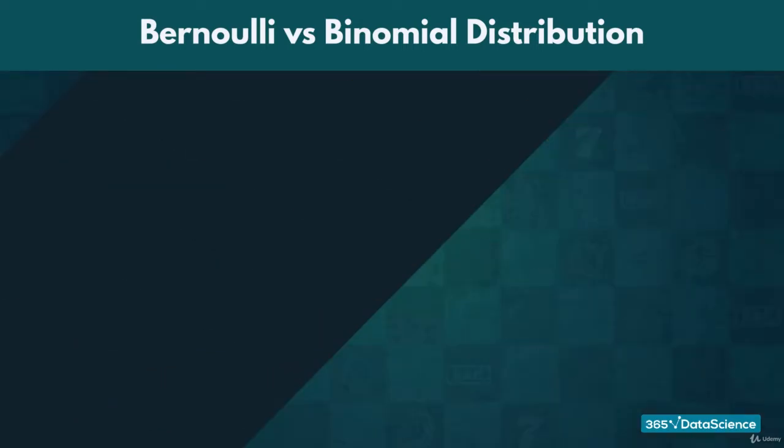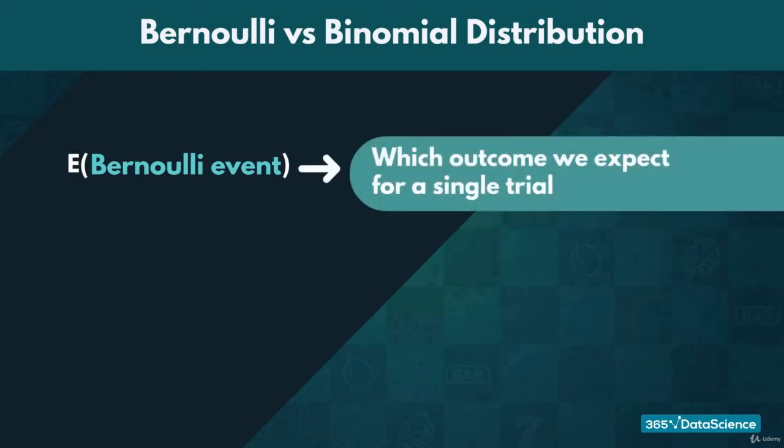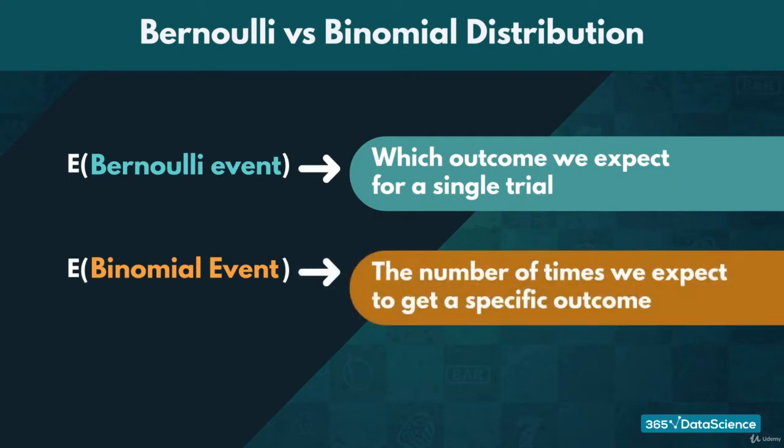All right, let's go back to the quiz example we just mentioned. In it, the expected value of the Bernoulli distribution suggests which outcome we expect for a single trial. Now, the expected value of the binomial distribution would suggest the number of times we expect to get a specific outcome.